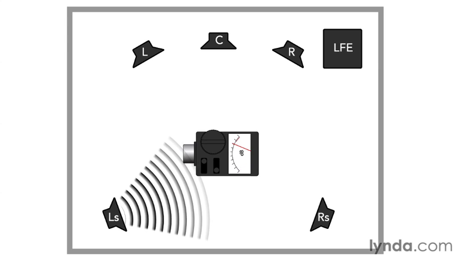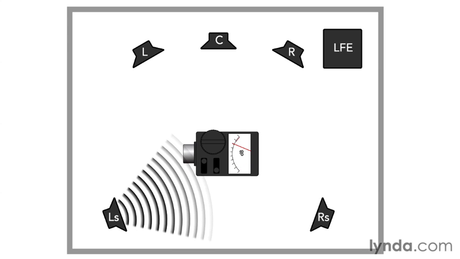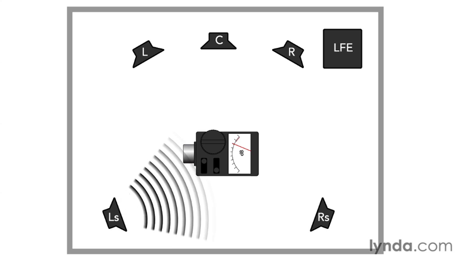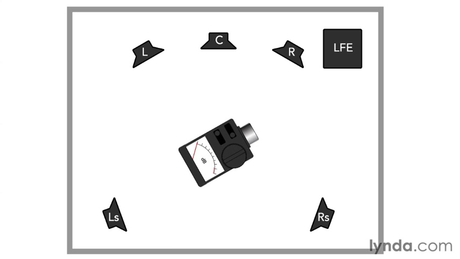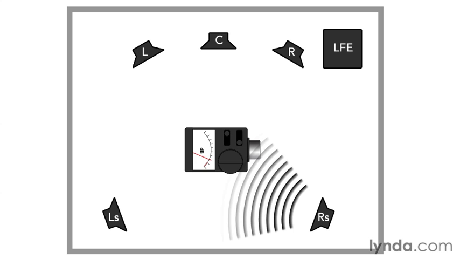When you're calibrating the 2 surround speaker monitors, the left surround and the right surround, make sure you turn 90 degrees to the speaker you're calibrating so you don't block the sounds with your body. Also, you're going to want to aim the meter at the wall closest to the speaker you're calibrating.